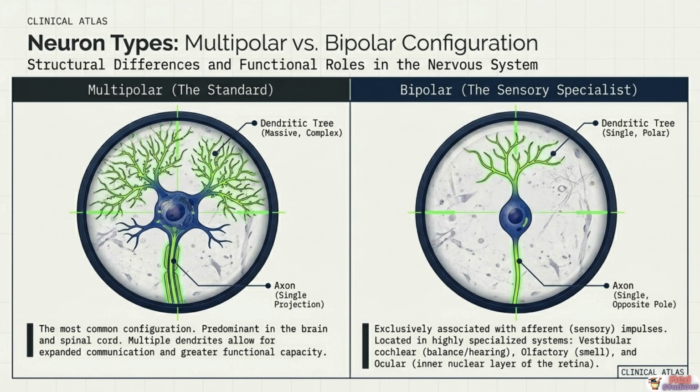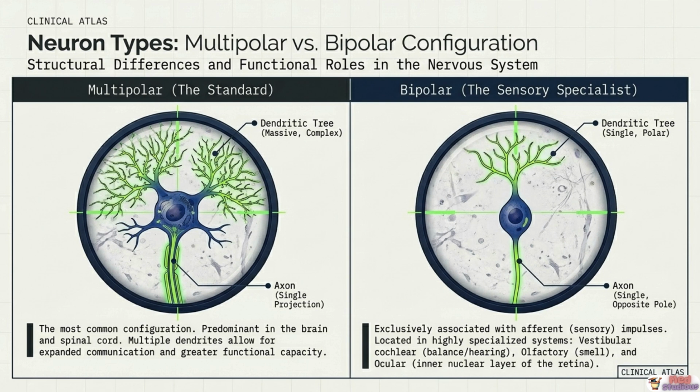On the other hand, the bipolar neuron is the sensory specialist. It features a single dendritic pole entering the soma and a single axon pole exiting it. This streamlined design is built for direct, highly specific relay. Bipolar neurons are exclusively associated with afferent, sensory impulses and are located in highly specialized, delicate systems. The vestibular cochlear system for balance and hearing, the olfactory epithelium for smell, and the inner nuclear layer of the retina for vision.